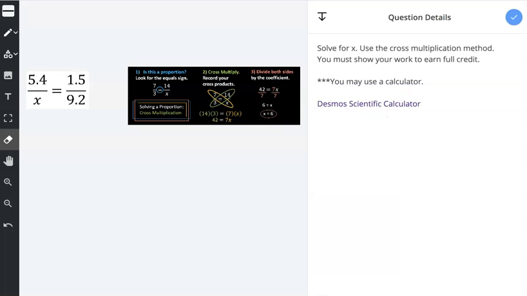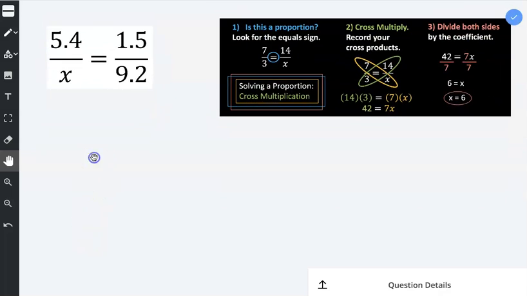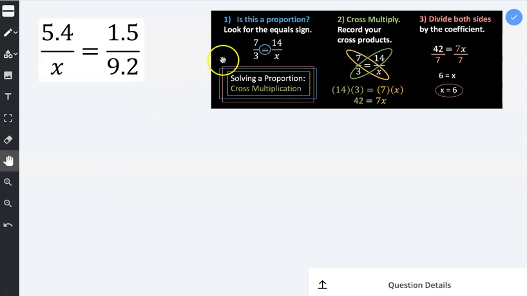And there's a link, so I'll click the link to open it and just have it ready in a new tab. Next, I'm going to get rid of the question details so I have some more room. And if I need to move anything around, I can using this hand tool. So I'm ready to begin. Let's go ahead and read the steps.